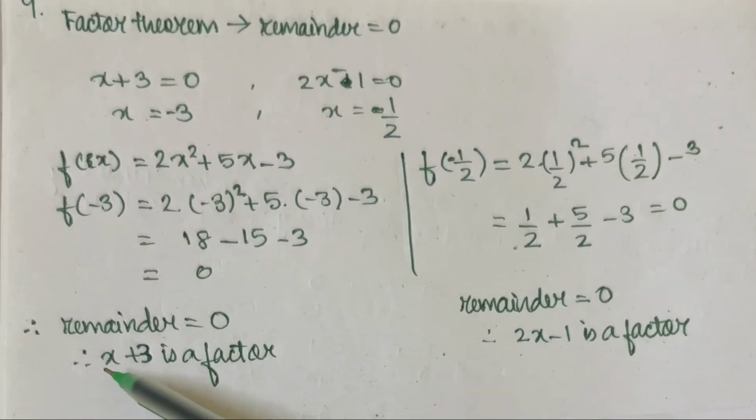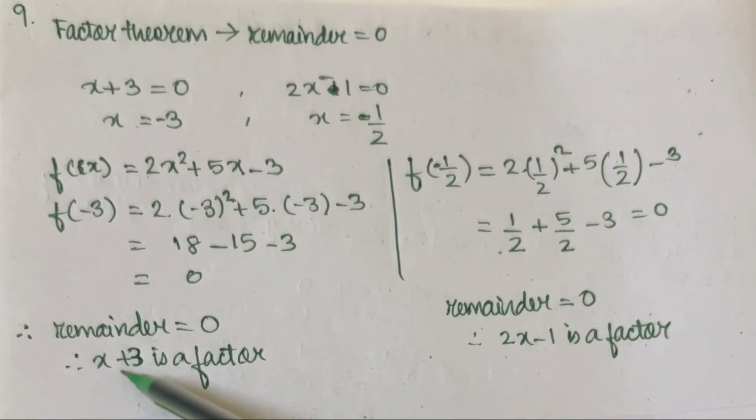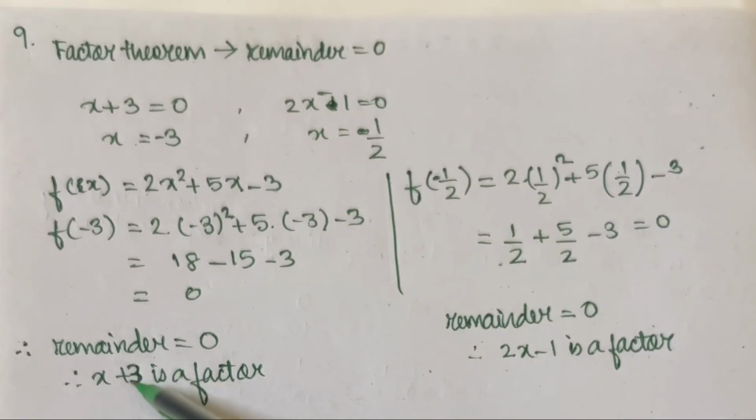So it was not x plus 1, it was x plus 3. You can make a correction here.